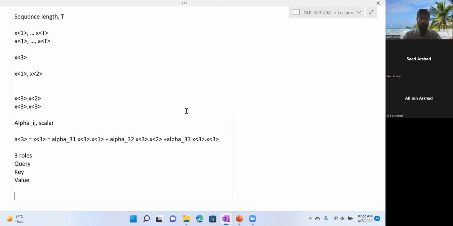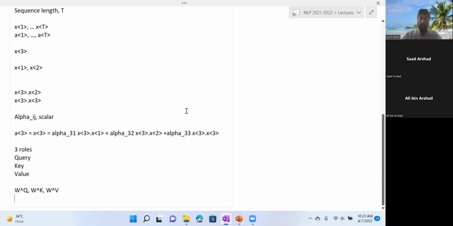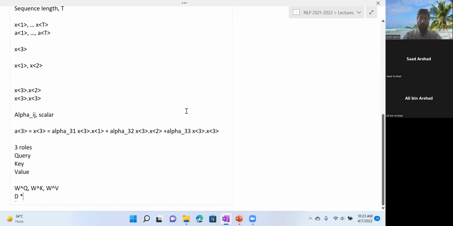So we will have to define some parameters to get these adaptable roles. Those parameters, of course, are W^Q for the query. This is a weight matrix, and then W^K for the key, and then W^V for the value. These matrices are, in general, D by D square matrices. Of course, later on we can see that this can be modified slightly as well. So D is what? The size of the vector X.